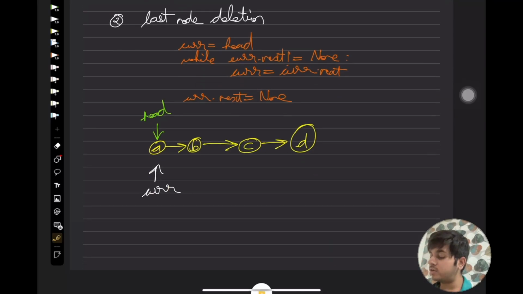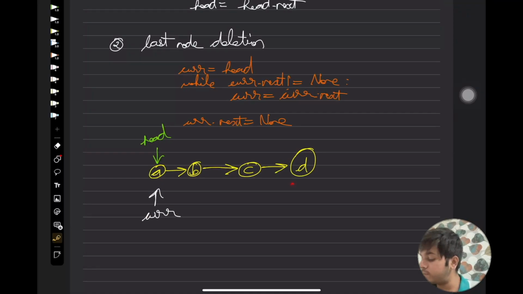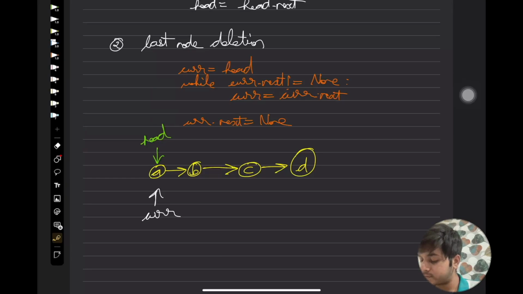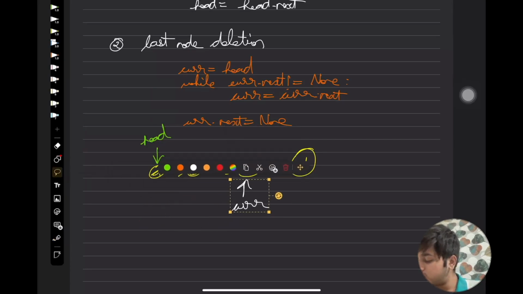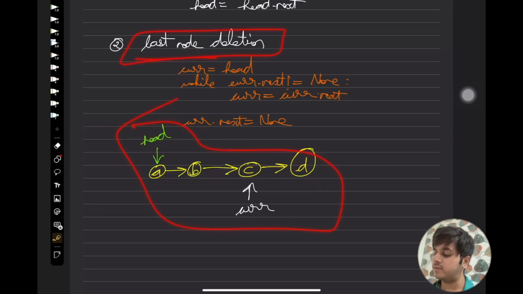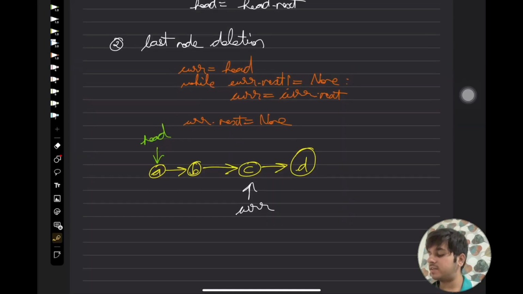In order to delete the last node, we will always go one position before the position we want to delete. This is the one we want to delete. So I'll make the current go till here, and once I reach over here, I'll say current dot next is equal to none. So this thing I'll make none. Once I make that null, this will get deleted, and boom, the last node got deleted.